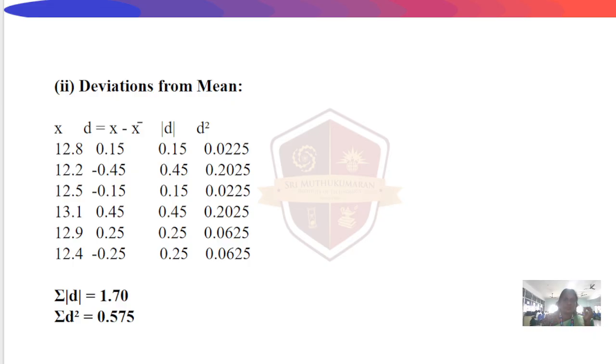We also calculate absolute deviation and square of deviation. Absolute deviation is taken to avoid cancellation of positive and negative values when we find the sum of absolute deviations and sum of squared deviations. Here, the sum of absolute deviations is 1.70, sum of squared deviations is 0.575.